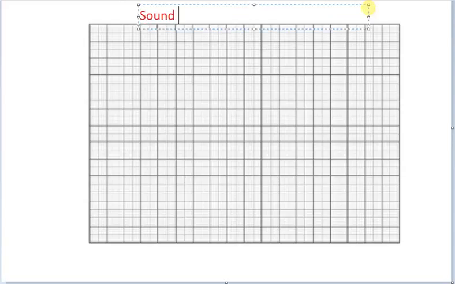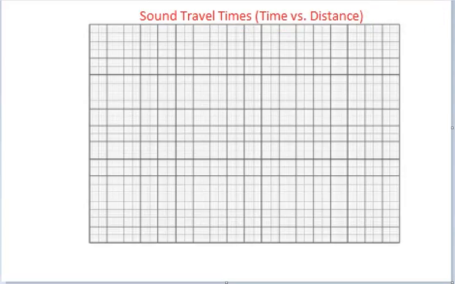So we're going to call this sound travel times, and we're going to call it time versus distance. Now in the future, I will expect you guys to be able to make your own graphs, to be able to make logical titles that make sense, to be able to figure out the spacing in between the numbers. But for this graph, I'm going to go ahead and walk you guys through, since it is the first graph that we have actually made this year.